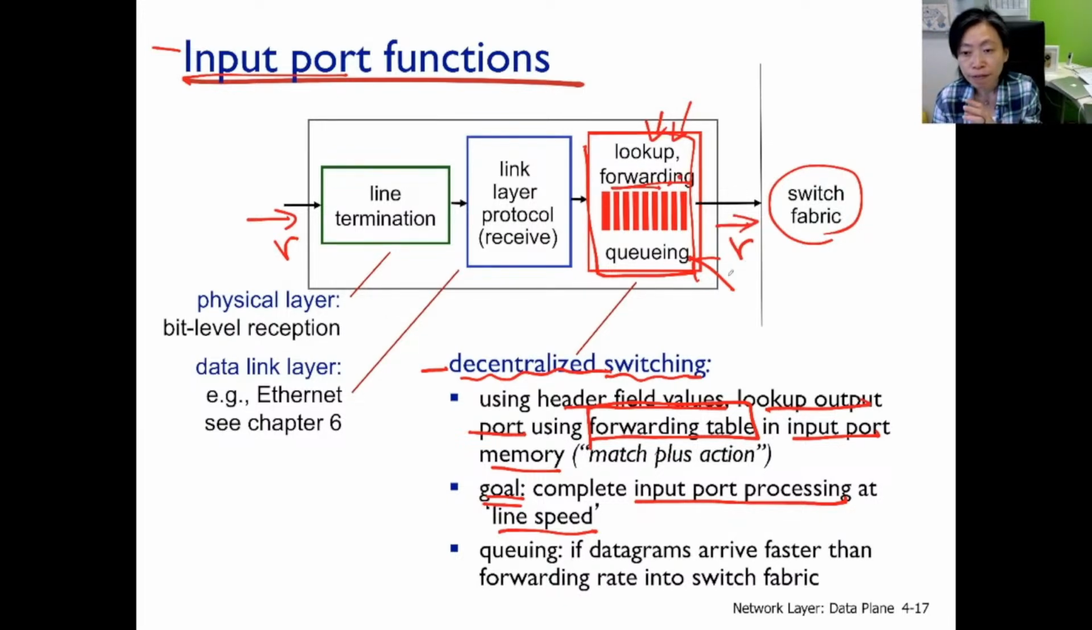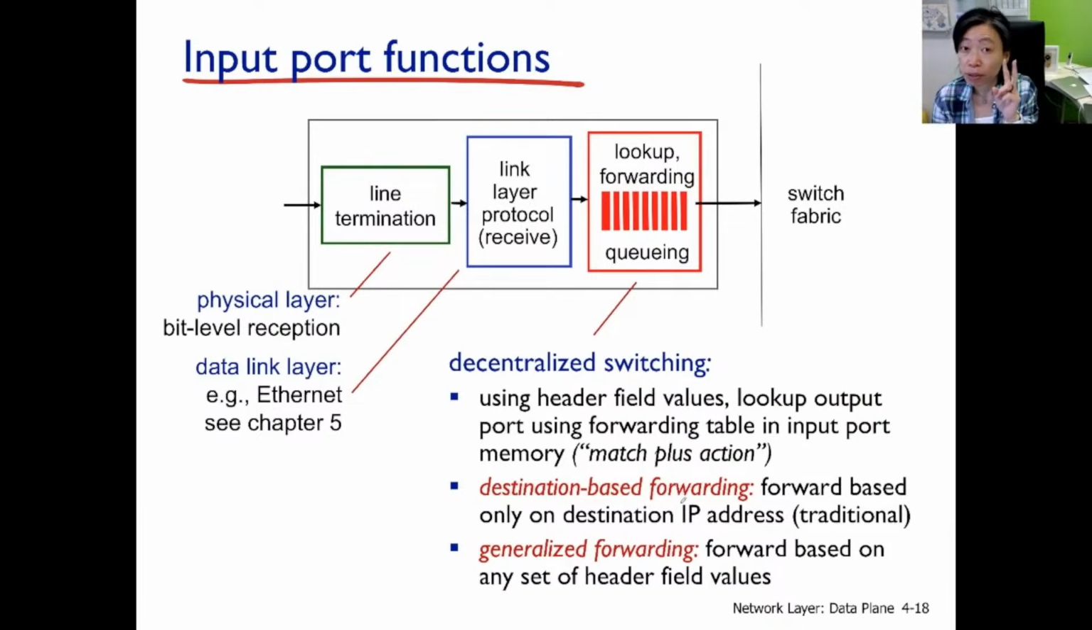If this is slow and this is fast, so if this is R prime and R prime is smaller than R, then we'll end up having this. Packets get queued. Packets need to wait somewhere in a temporary buffer before they can go out. So that's queuing. If datagrams arrive faster than they can go out into the switch fabric, then there's queuing delay.